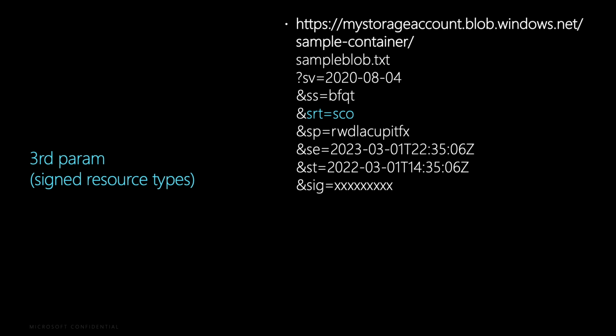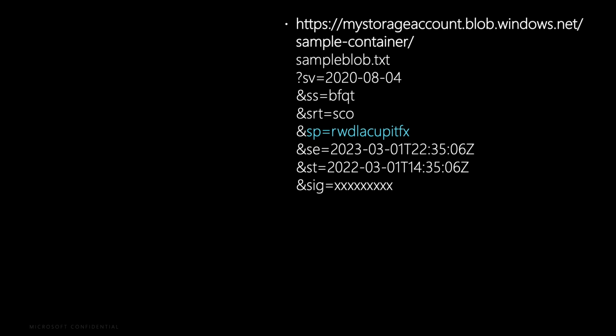Examples of service level APIs are get set service properties, get service stats, or possibly list containers. Likewise, examples of container level APIs are create container, delete container, or list blobs. Object level APIs let you work directly with blobs. A couple of examples of object level APIs are put blob and delete blob.